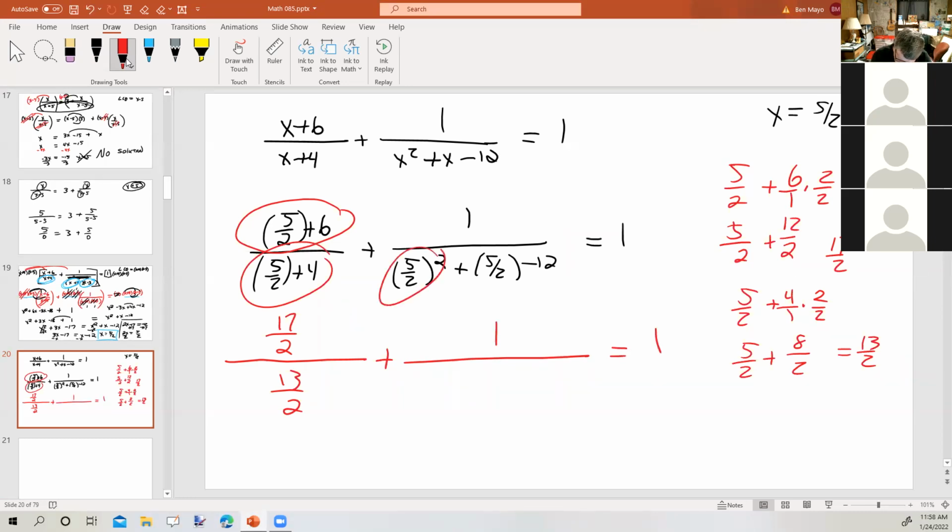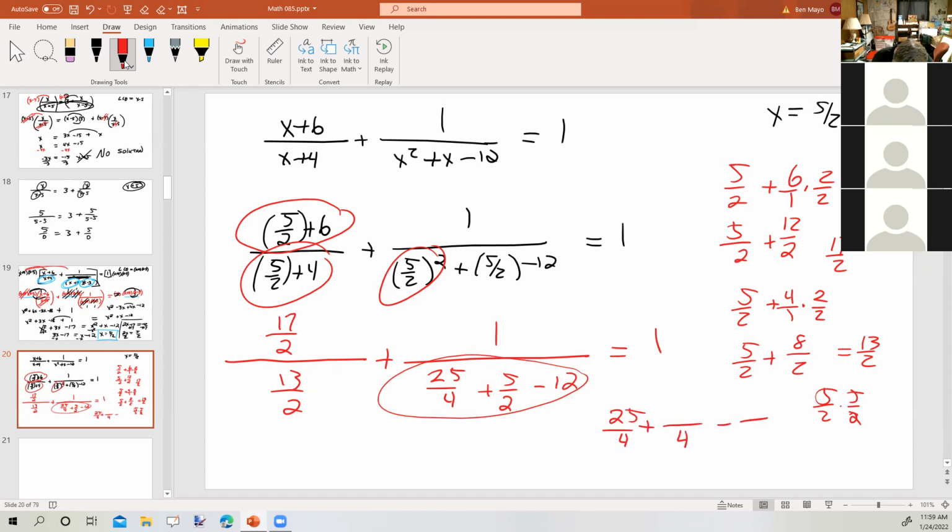Okay. 5/2 squared is what? 25/4 plus 5/2 minus 12. Still with me? Okay. Let's take this and deal with it. That would be 25/4 plus how many fourths minus how many fourths? I'm going to take 5/2 times 2 over 2, which is 10/4, minus 12 over 1 times 4 over 4, which is minus 48/4. Wow. 25 plus 10 is 35. 35 minus 48 would be negative 13/4.